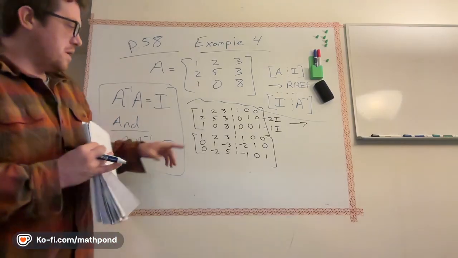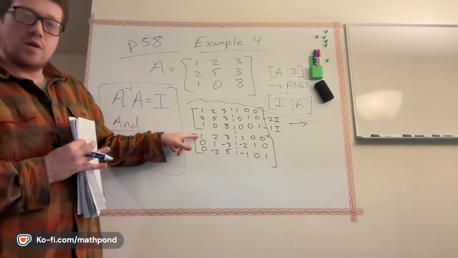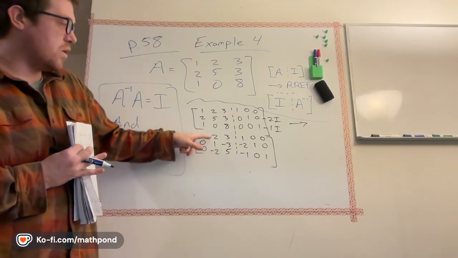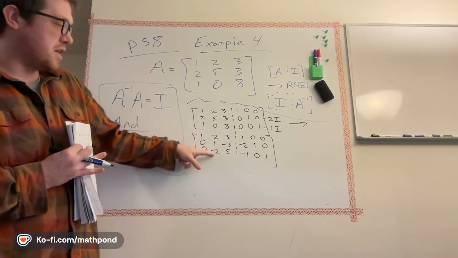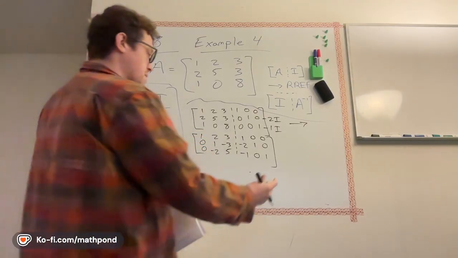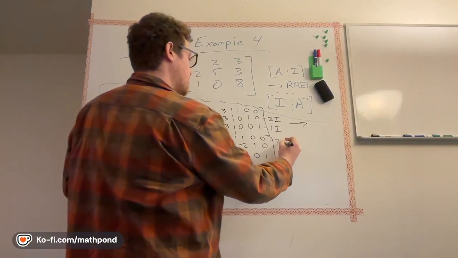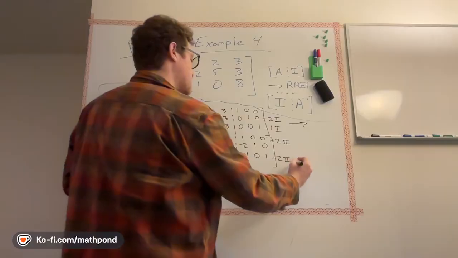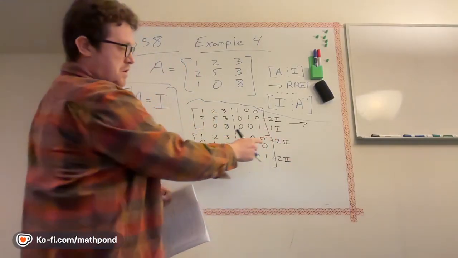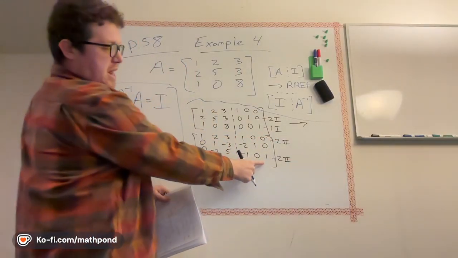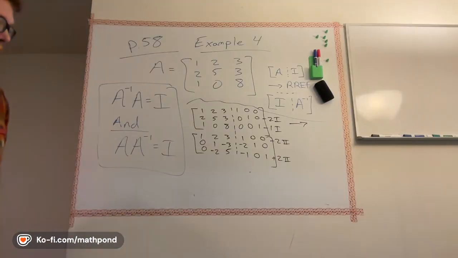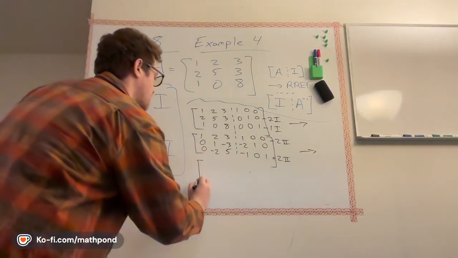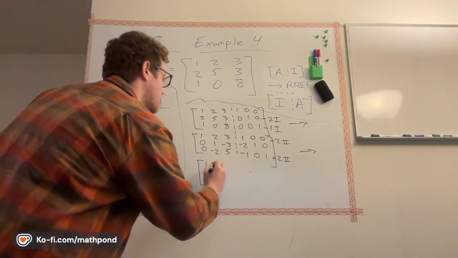So now that I've eliminated the entries in the column with this leading one, I go to the next column. I want this 1 to be a leading one, so I'm going to eliminate this 2 and this negative 2. I'll make those 0 by subtracting 2 times the second row from the first row and adding 2 times the second row to the third row. So 1, 0, 0, 0, 1, 0.